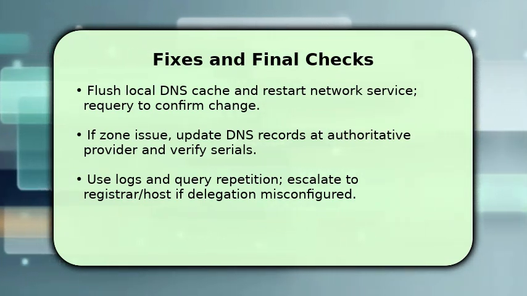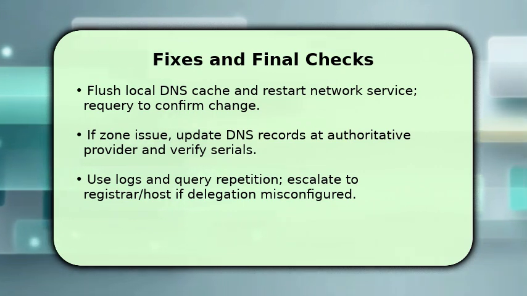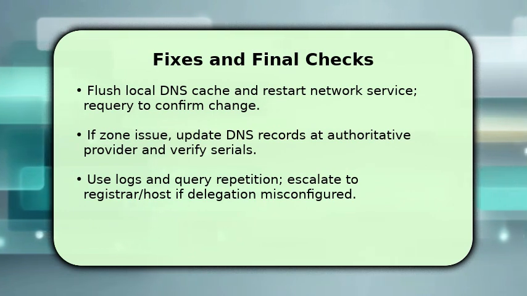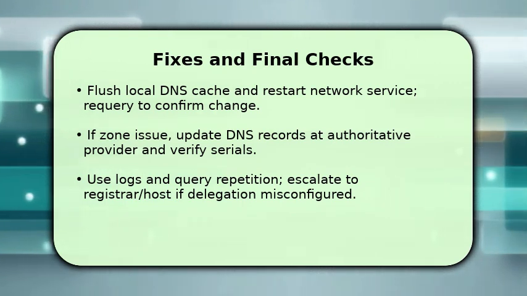If the problem stems from zone data, update records at the authoritative provider and check SOA serial numbers to ensure propagation. Make sure delegation and glue records at the registrar are correct. If things still fail, collect dig or nslookup outputs and resolver logs. Then escalate to the registrar or hosting provider with those artifacts so they can fix delegation or authoritative server faults.